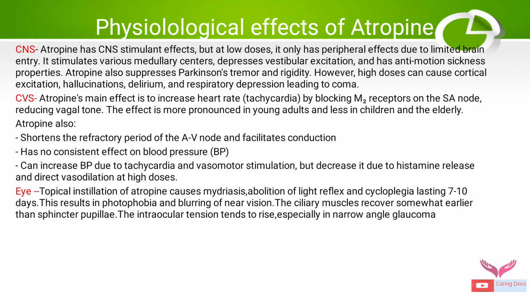On the cardiovascular system, atropine's main effect is to increase the heart rate, that is tachycardia, by blocking the M2 receptors on the SA node, reducing the vagal tone. The effect is more pronounced in young adults and less in children and the elderly. It also shortens the refractory period of the AV node and facilitates conduction. It has no consistent effect on blood pressure.